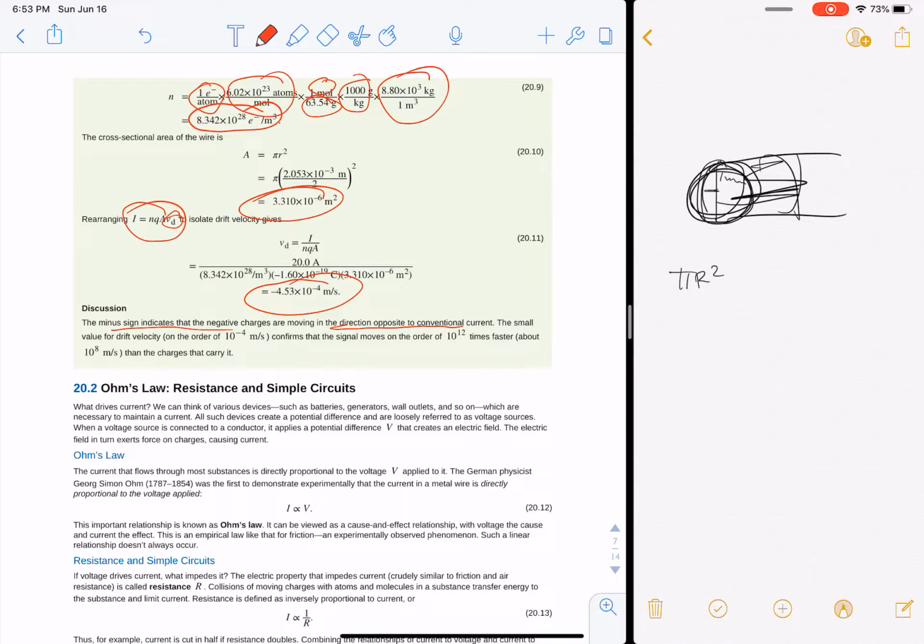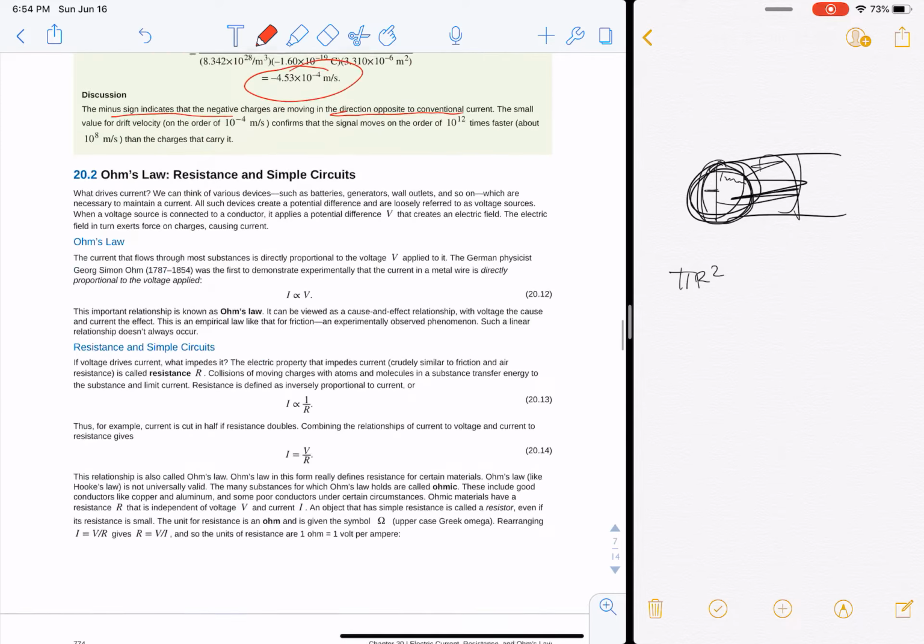If I go back up to here, this x over delta t, just as a reminder, is the drift velocity, because that's distance over time. So that's where that comes from.